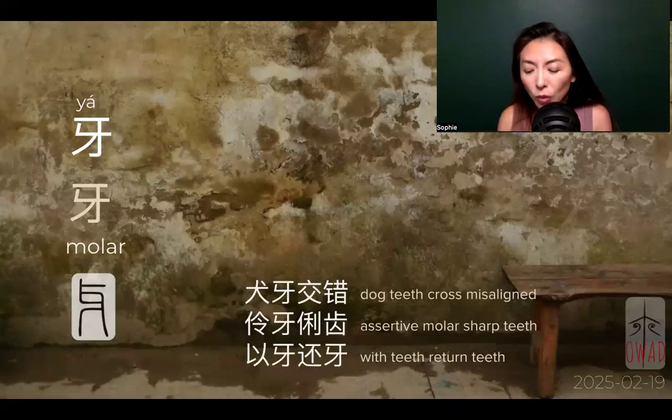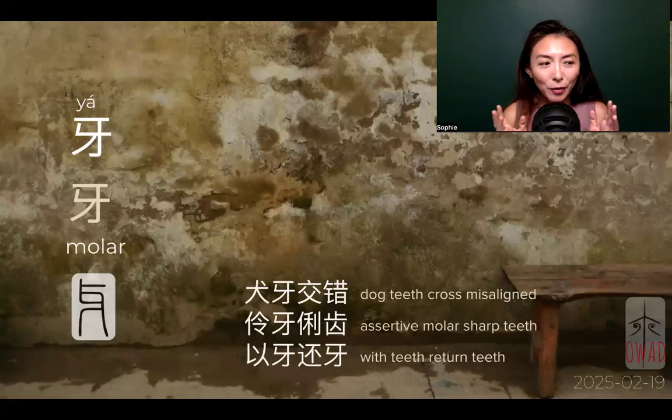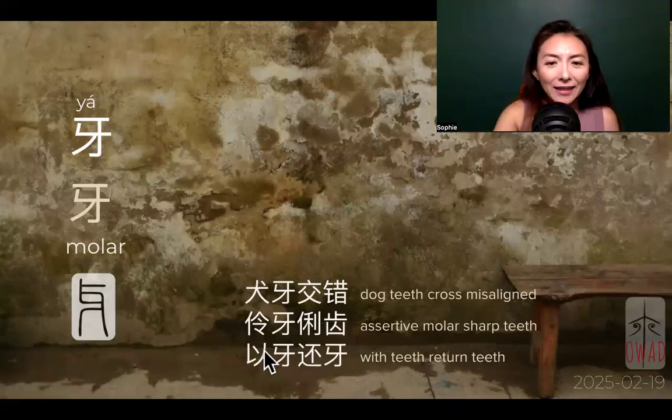In fact, 犬牙交错 describes either a landscape that's up and down, like complicated topography, or a situation where something happened and it's multifactorial. It's hard to analyze, hard to cut something in half, hard to distinguish. And so Chinese use 犬牙交错 to describe complicated situations you cannot easily analyze and sort out. Okay, that's 犬牙交错. 以牙还牙, the last expression.